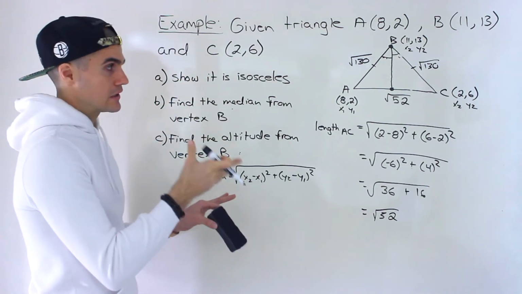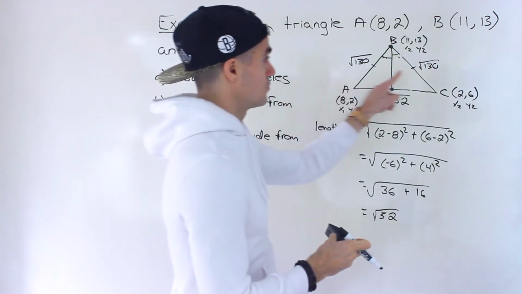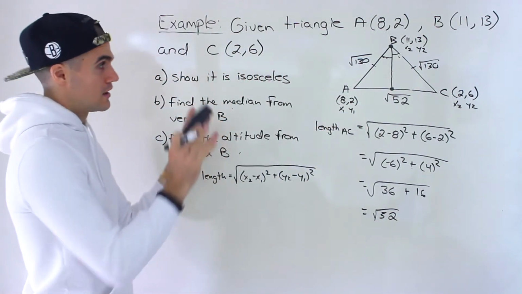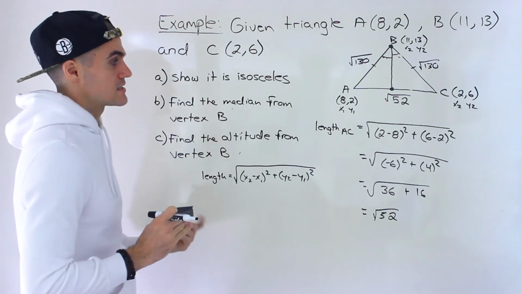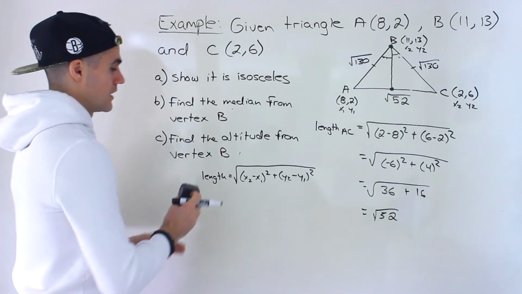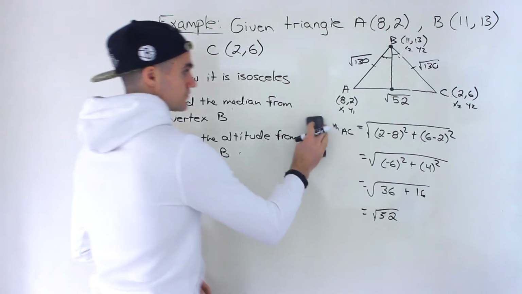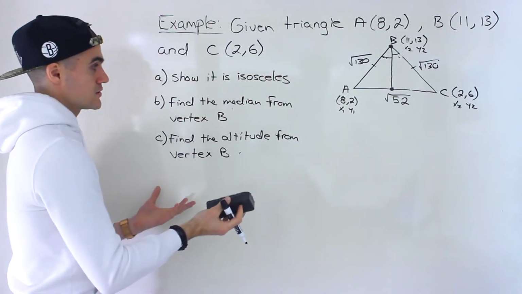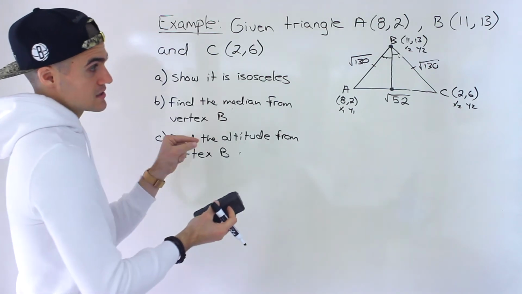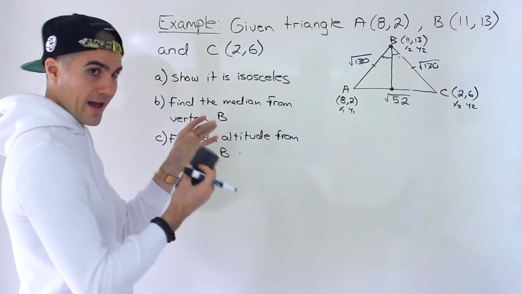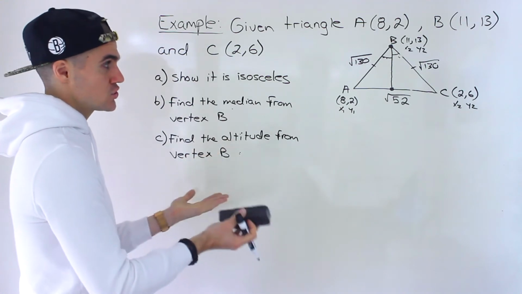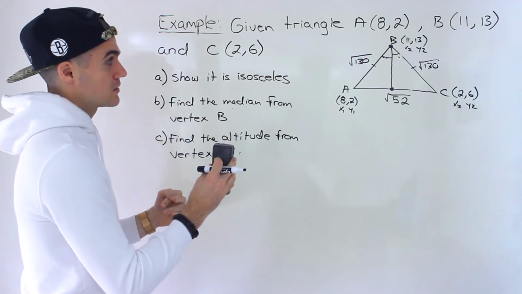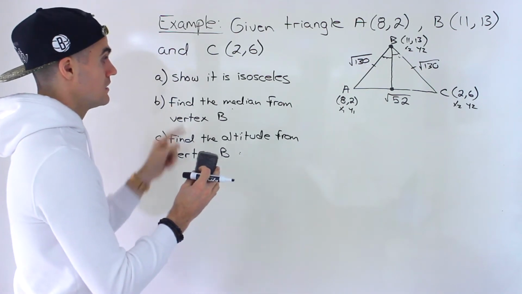Right, so those are the three lengths. Notice two of the lengths are the same, so we showed that the triangle we're working with is an isosceles triangle. Now what we're going to do is find the median and the altitude from vertex B. And as expected, they should end up being the same thing from that theorem that we talked about. So let's first find the median.